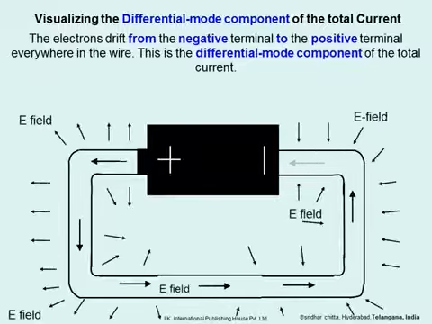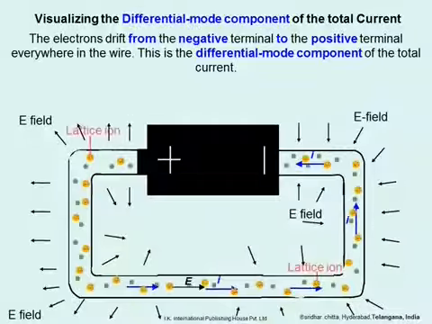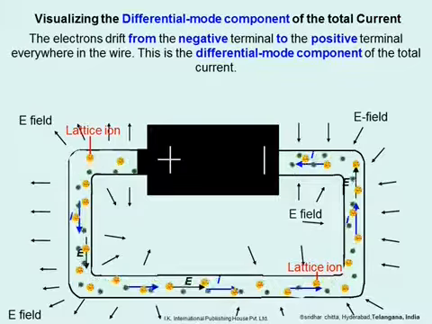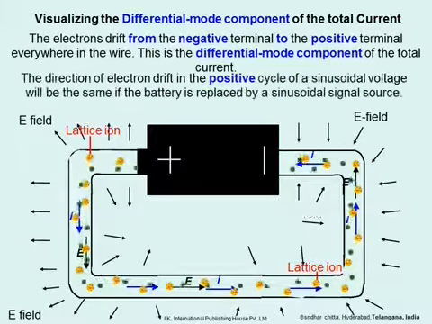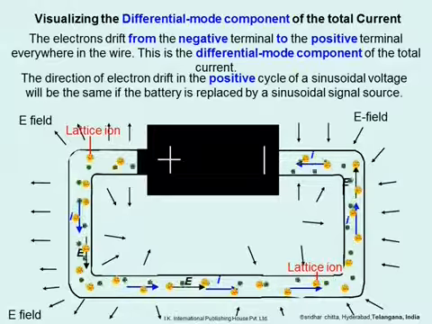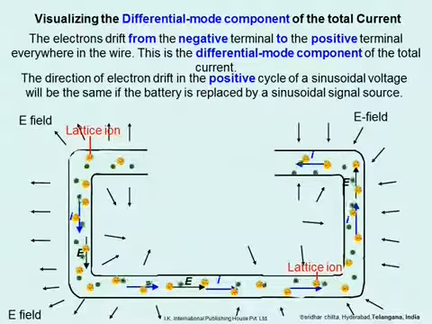The direction of electron drift during the positive cycle of a sinusoidal voltage will be the same if the battery is replaced by a sinusoidal signal source.